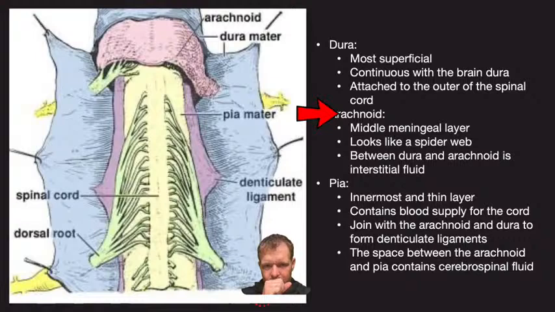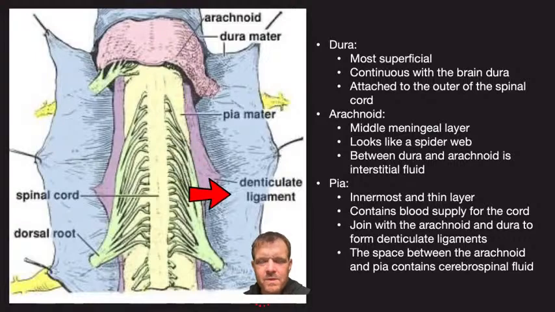Then we've got the arachnoid, which is the middle meningeal layer. It looks like a spider web, hence the name. Between the dura and arachnoid is interstitial fluid, so there's some fluid in between that layer as well. And then the pia mater, innermost and thin layer, contains the blood supply for the cord. Joins with the arachnoid and dura to form the denticulate ligaments. So that's these here, and we'll have a look at those when we look at the cord in a bit more detail.